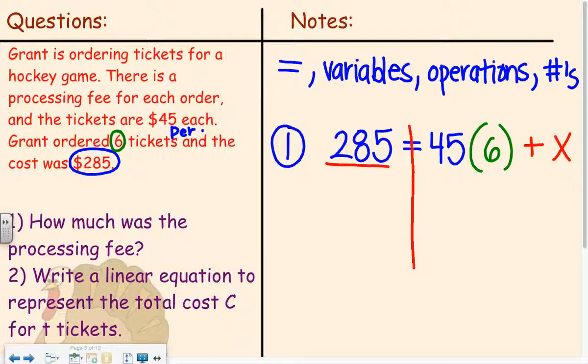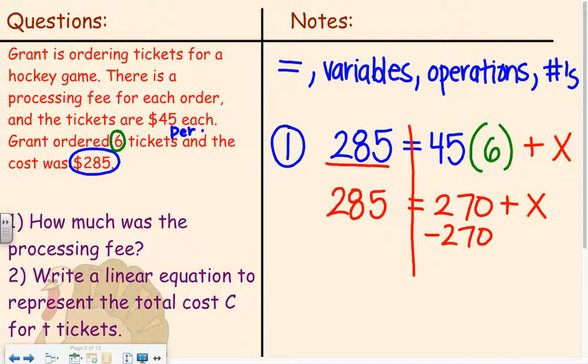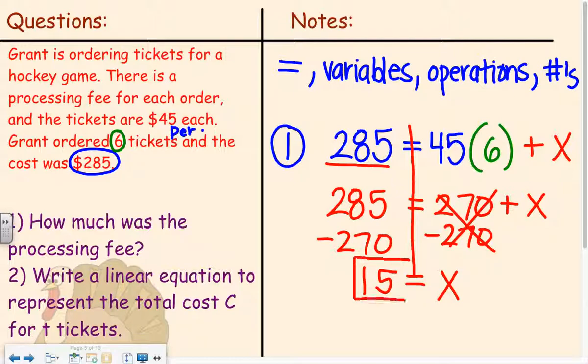So let's go ahead and try to start solving this. 45 times 6 is 270. Minus 270 on both sides. X equals 15. So the processing fee was $15.